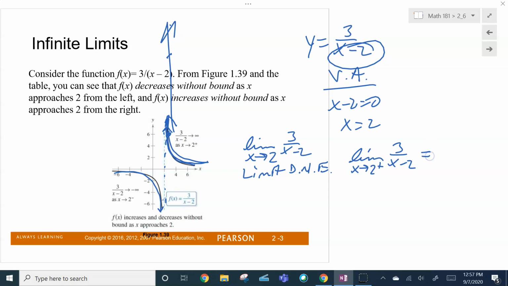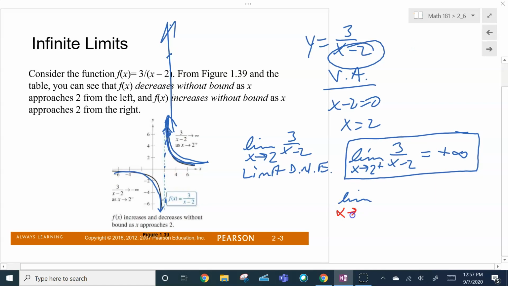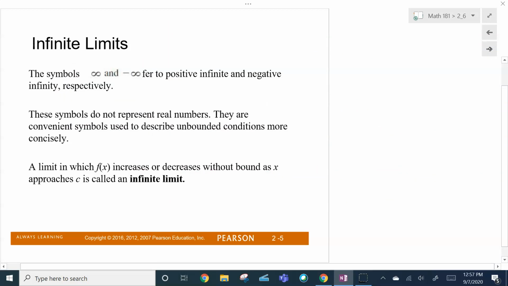So we're going to describe that as shooting to infinity. Again, there's no limit. The limit does not exist, but we're going to describe this as an infinite limit. In other words, it shoots up to infinity. The limit as I approach 2 from the left, again, it's shooting us down. We're getting lower and lower and lower. It shoots further and further down. So the limit as I approach 2 from the left, we're going to describe that as shooting to negative infinity. That's just the table that we looked at.